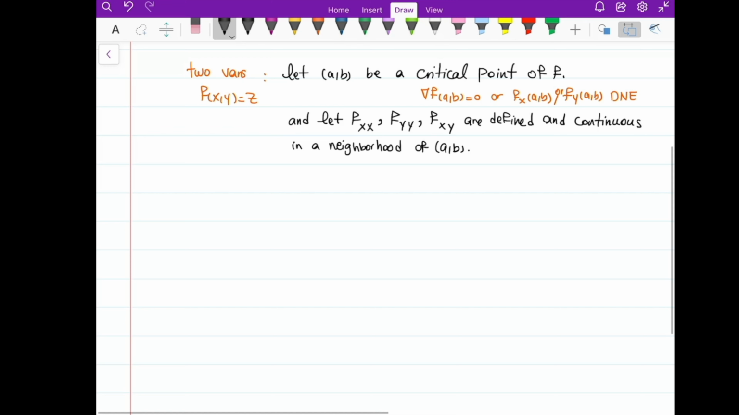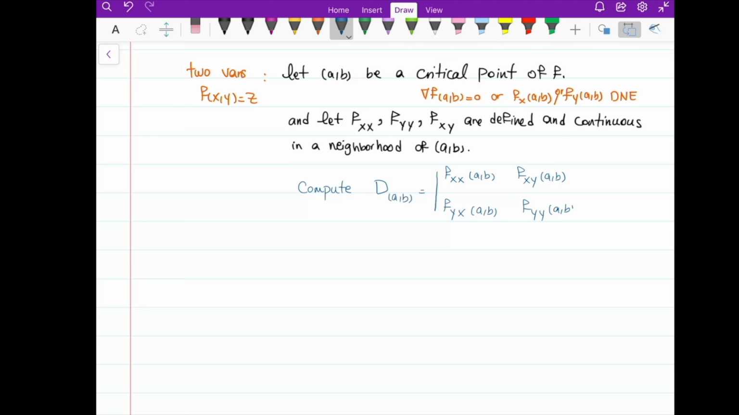Then we're going to compute D at A, B. What is D? D is the determinant of f of xx at the point A, B, f of xy at the point A, B, and then f of yx, f of yy. So basically it's a 2 by 2 matrix, fxx, fxy in the first row, fyx, fyy in the second row, all of them at the critical point, and we are taking the determinant and we call it D.